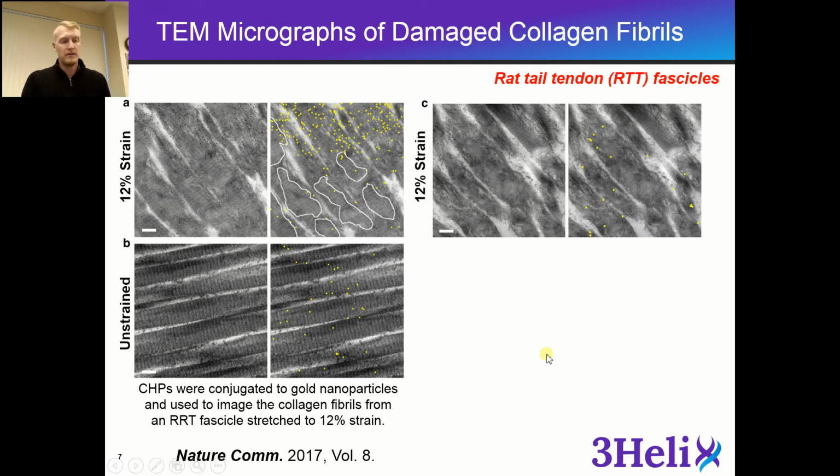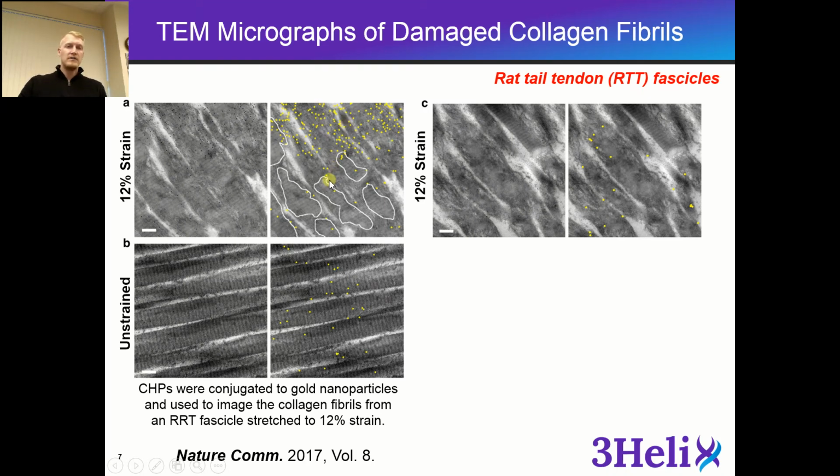Another example with this same rat tail fascicle is we combined our collagen hybridizing peptide with a commercially available gold nanoparticle, and we evaluated several different tissues. We evaluated at 12% strain, and then we evaluated fascicles that were completely unstrained. So on the left-hand side you see a native image, and then on the right-hand side of all of these you see our images where we highlighted where the gold nanoparticles were in these yellow dots.